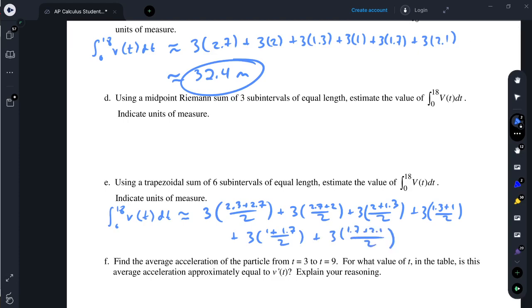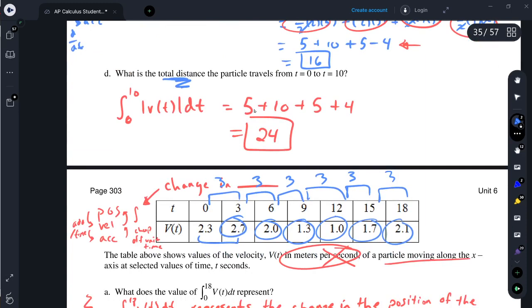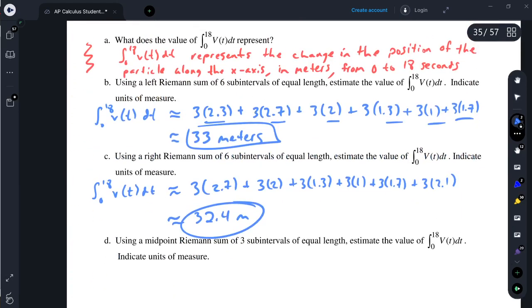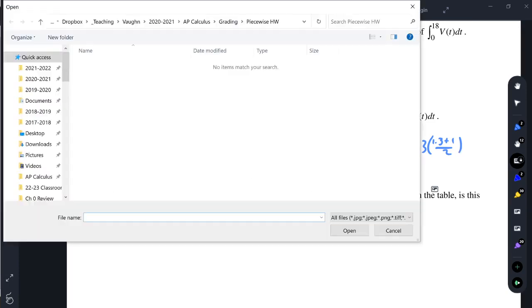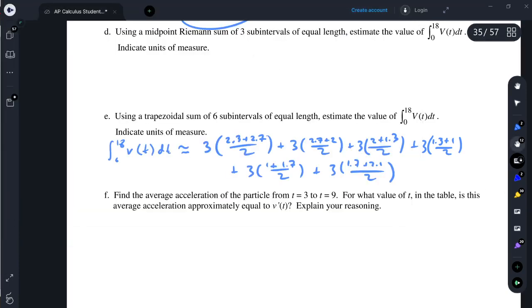Right, and so that's our trapezoid, right? Each time we're multiplying the width, which was 3, times both of those, the left and the right, divided by 2. So you'll go ahead and type that into your calculator, and you should end up with an answer of 32.7 meters. There we go.